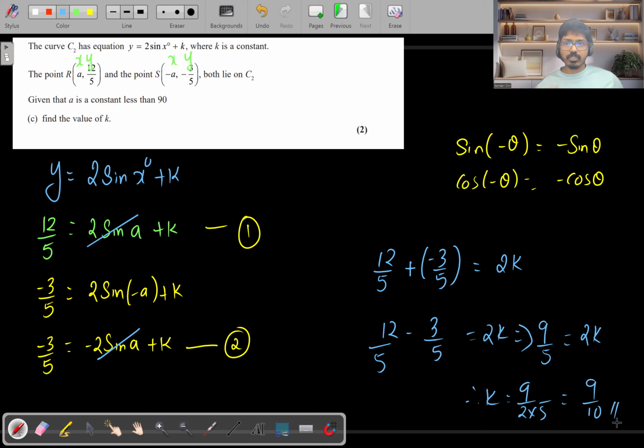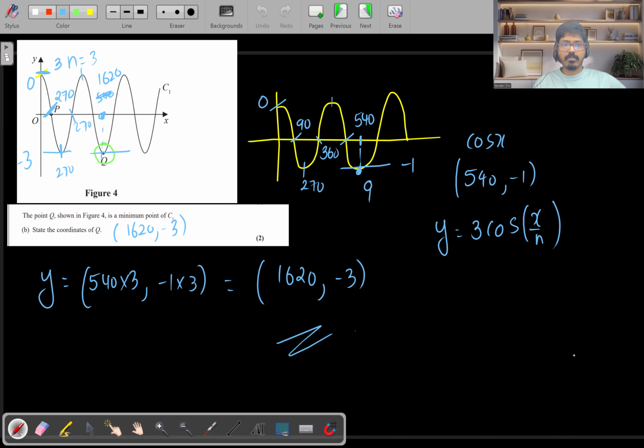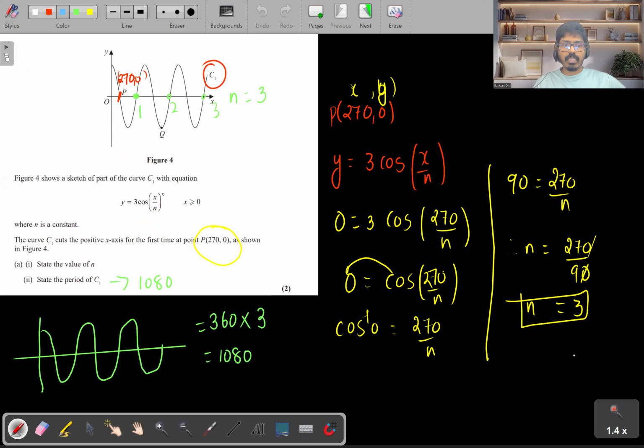I hope you have understood part C also. I hope all of A, B, C is clear. If you want to take a screenshot, you can take it. Okay, so this is the answer for part A, part B, and part C. I hope everything is clear.